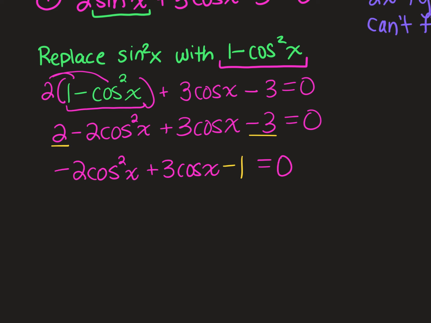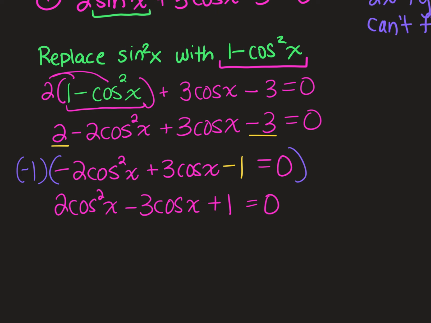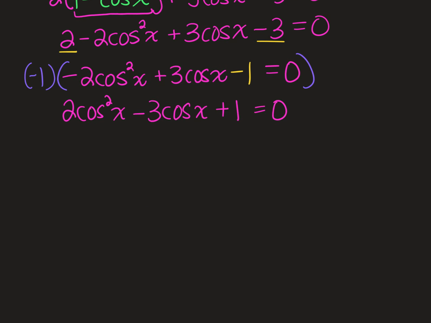So you have one of two options. You could either add or subtract everything so it's on the other side. Or I could just take this entire equation and multiply it by -1. So I'm literally just going to multiply every term by -1. So that's going to give me 2 cosine squared minus 3 cosine plus 1. I just multiplied everything by -1. Okay. Yeah, now I can factor it.